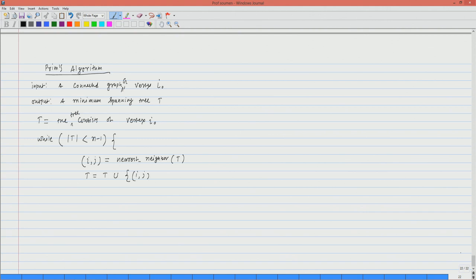So, T union ij. I will explain this algorithm, of course. When you have n minus 1 edges in your tree, you are sort of done, you got the minimum spanning tree. You are outside of this while loop and you return T. Okay, so now I will explain this algorithm using an example, the same example.